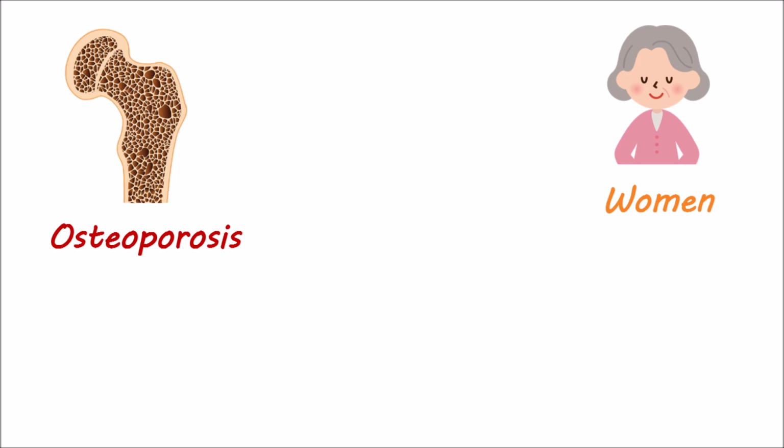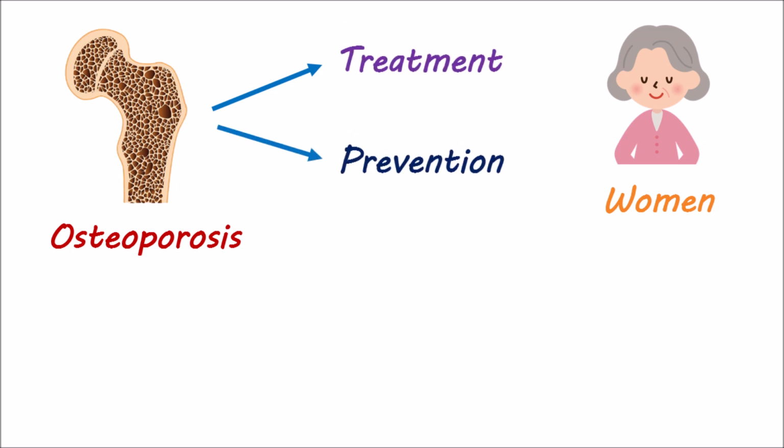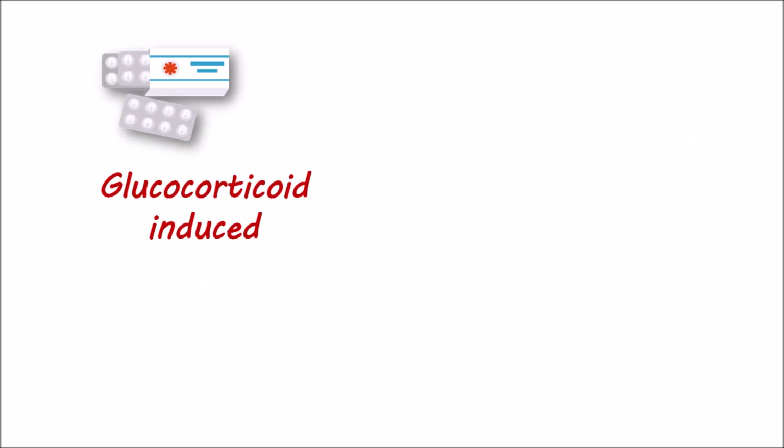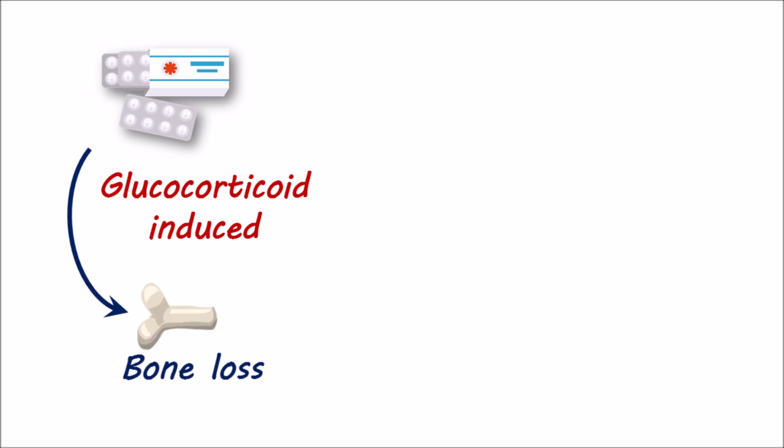Therefore, one of the primary uses of alendronate is in women with a risk of osteoporosis. It can be used both for the treatment and for its prevention. In addition, alendronate can also be used in men with osteoporosis. This medication can also be given to people with glucocorticoid-induced bone loss.